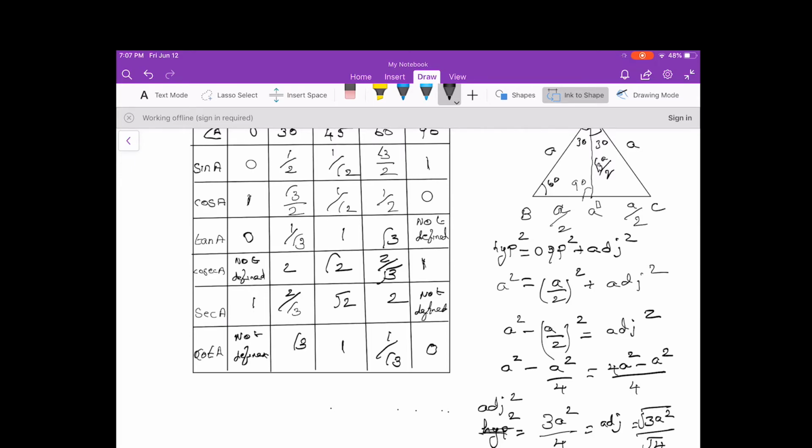So I got it, and now I can write sine A equal to opposite by hypotenuse. My opposite is A by 2 and my hypotenuse is A. So it is A by 2 divided by A, and reciprocating, it is 1 by 2. I got it as 1 by 2. Similarly, I can do this for all the other ratios. This is how I got this table.